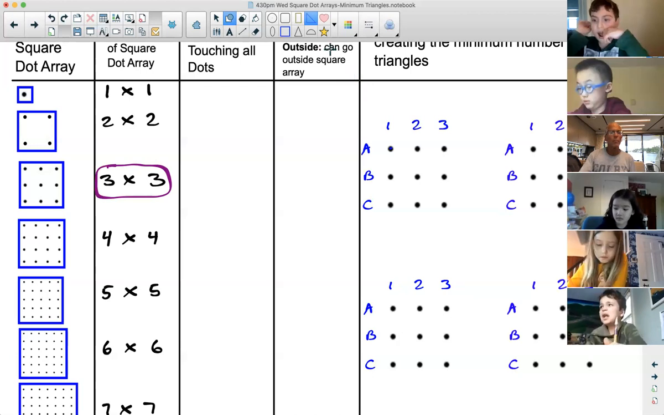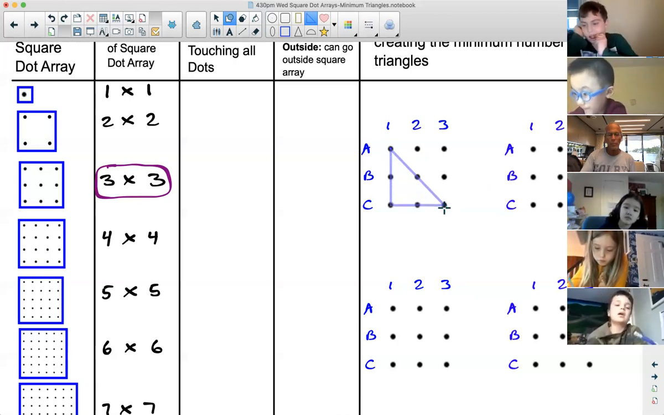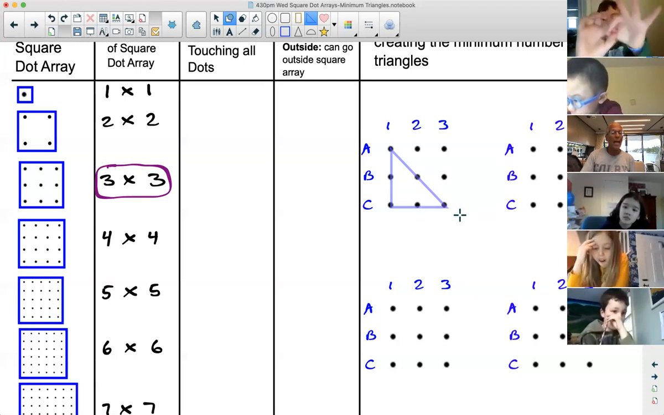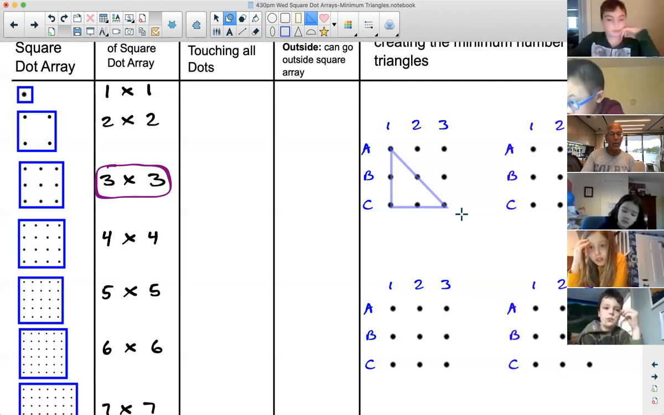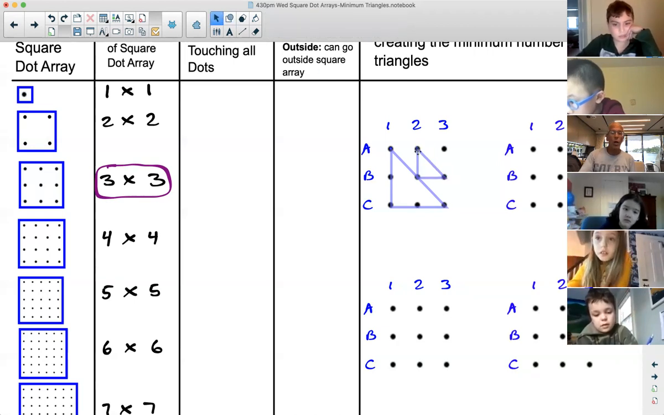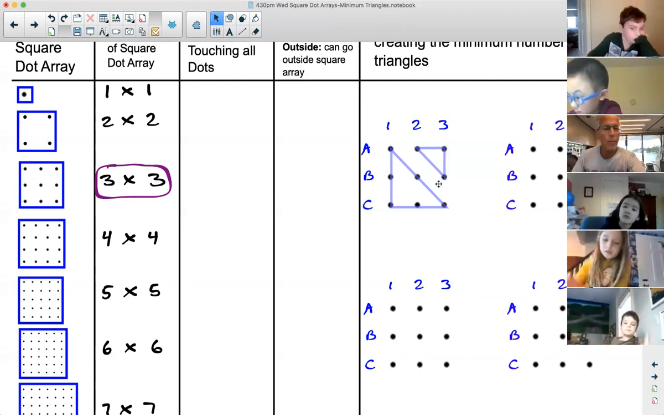You draw a line from A1 to C1 and then C1 to C3 and then connect the two. And that is then perfection. Using the other three dots, you make a triangle. Can we say A2 to A3 to B3 and back? Yeah. No, you have to do A2 to B3 to A3.